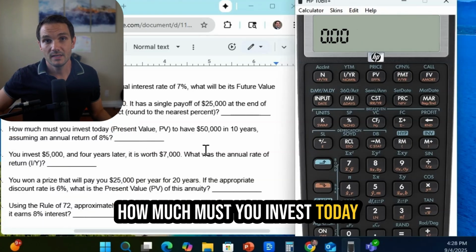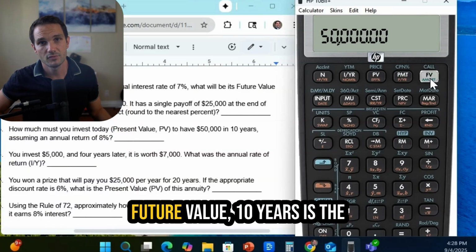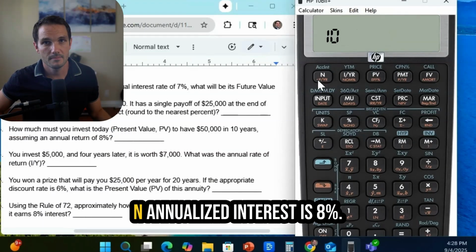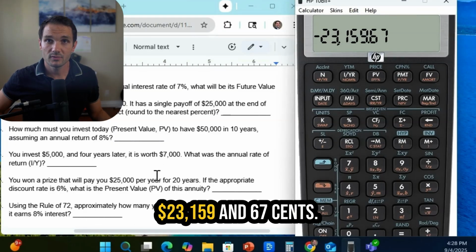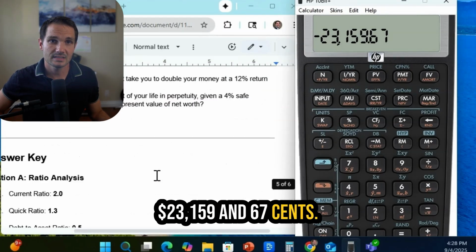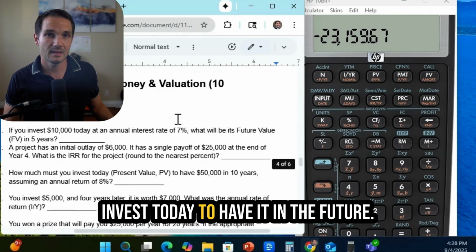How much must you invest today to have $50,000 in 10 years? Future value. 10 years is the N. Annualized interest is 8%. How much do you have to invest today? $23,159.67. That's an outflow because you need to invest today to have it in the future.